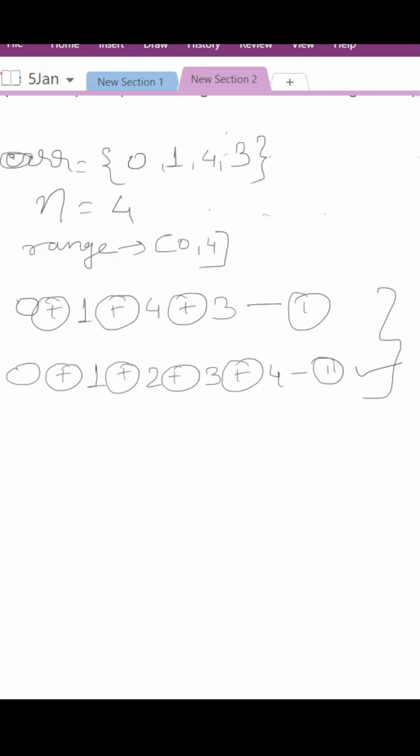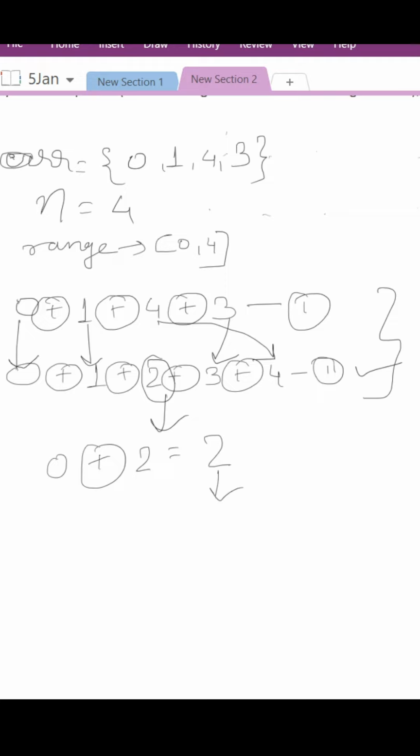And we already know that XOR is commutative, so we can change the order of numbers. So XOR of any number with itself is 0. So 0 XOR 0 is 0, 1 XOR 1 is 0, 4 XOR 4 is 0, 3 XOR 3 is 0. So we are left with the element 2. So 0 XOR 2 equals to 2. XOR of any number with 0 is the number itself. So 2 is the missing element for this sample test case.